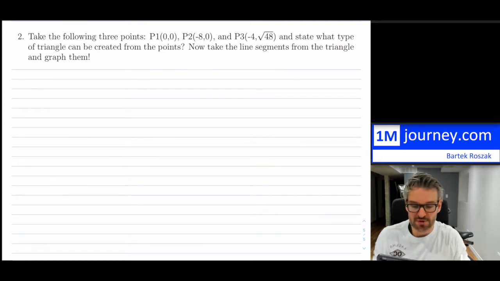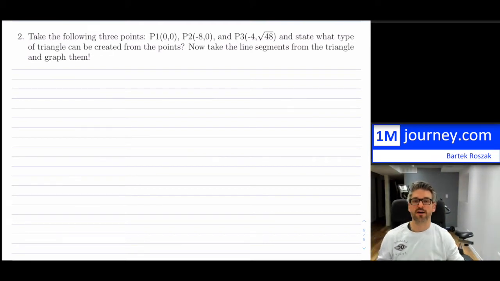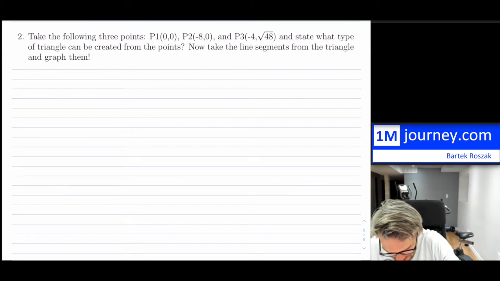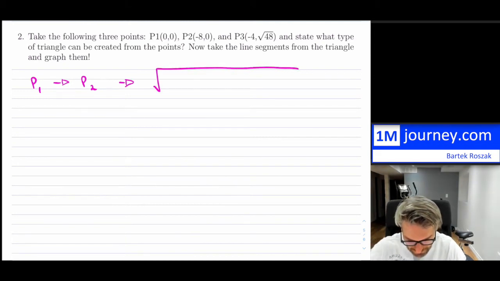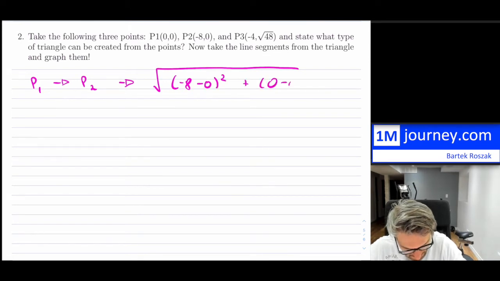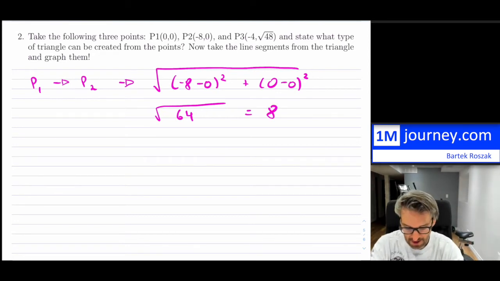So I'm going to first just simply take all of these and try to see what type of triangle we're going to get. I'm going to take P1 and P2 and find the length. This one should be easy. P1, P2. So find the length between them. Notice that the x value, it's going to be negative 8 minus 0 squared plus 0 minus 0 squared. So that's just great. It's going to be the square root of 64. So this is just equal to 8. Okay, fantastic.